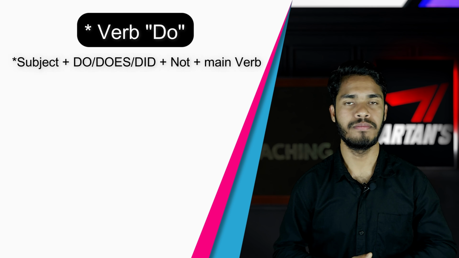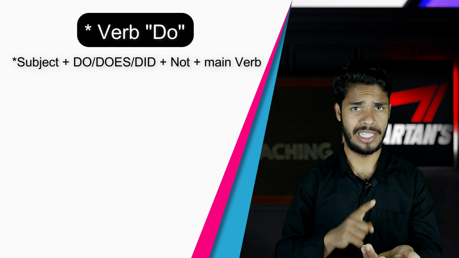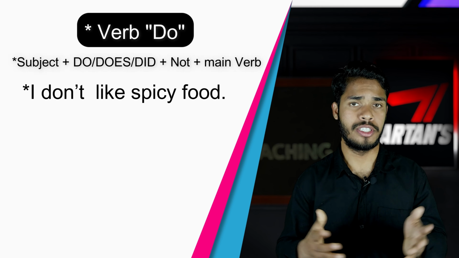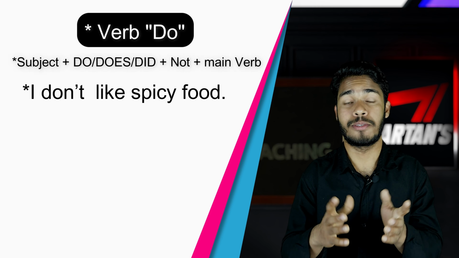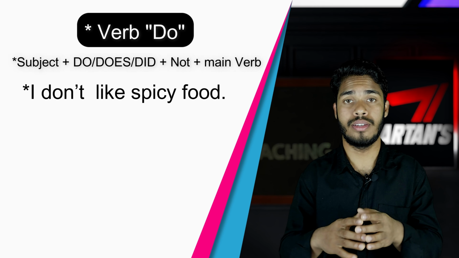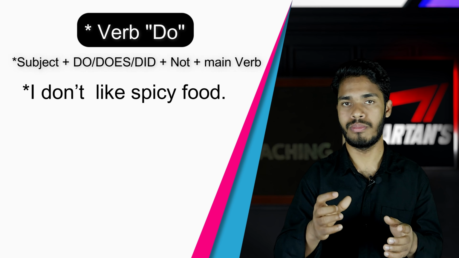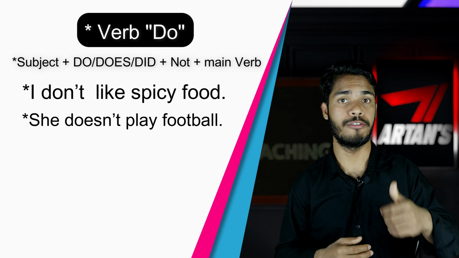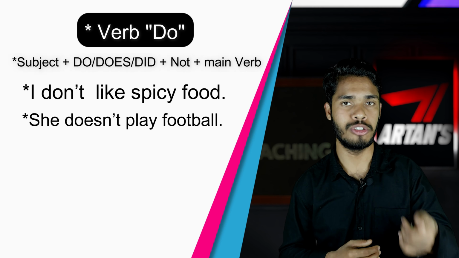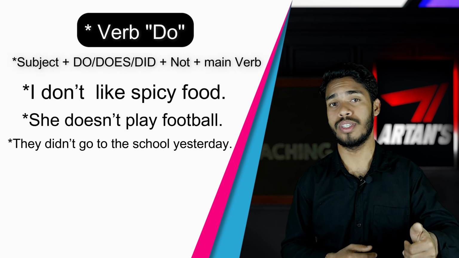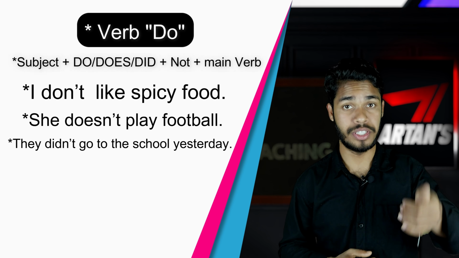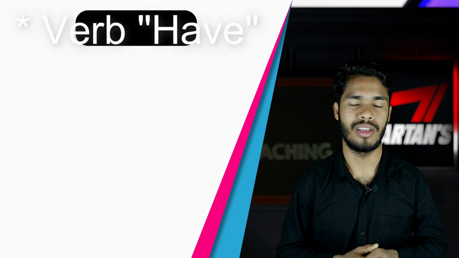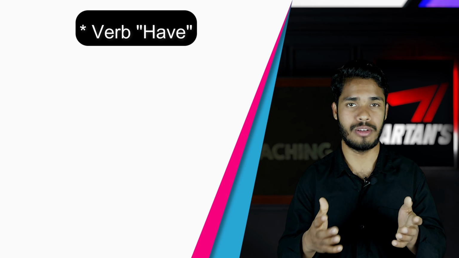The structure will be subject plus do, does, did plus not plus main verb. For example, I don't like spicy food. Do plus not, don't. I don't like spicy food. She doesn't play football. They didn't go to the school yesterday. Super simple, right? And now let's talk about have verb.